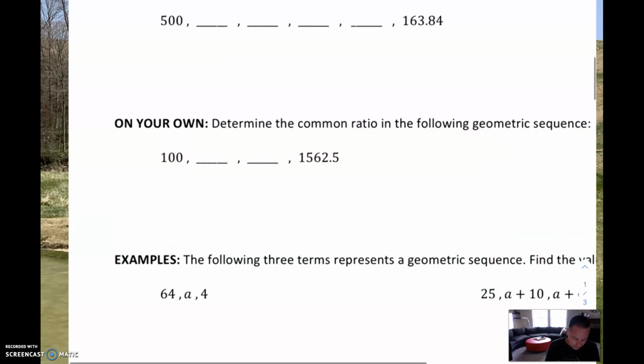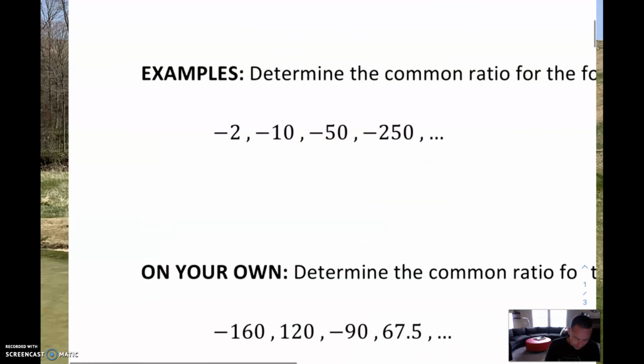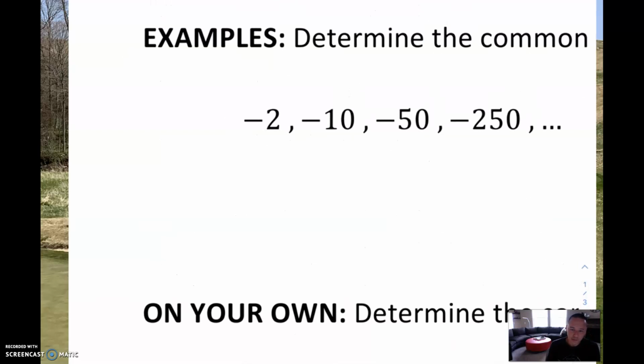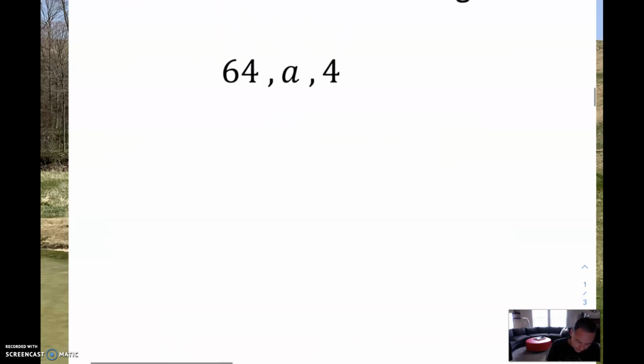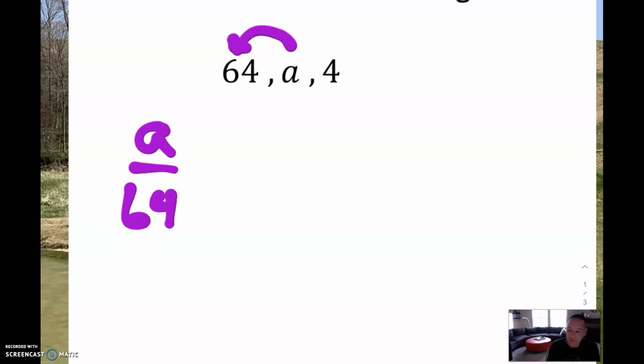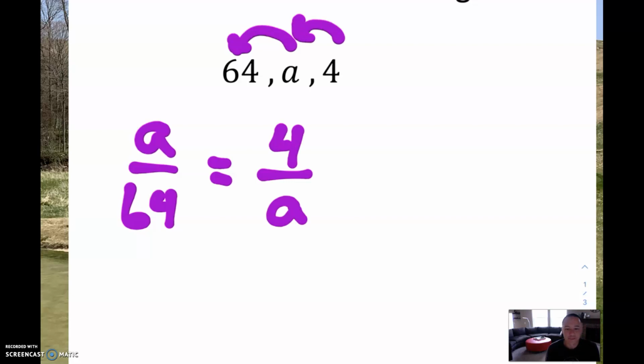So if you use the definition of geometric sequences, what's really happening is if you take the second term divided by the first one, it gives you a common ratio. And whatever that common ratio is, it should be equal to the third term divided by the second term. So we're going to take that same logic over here. If we take this one divided by this one, a divided by 64, that would give us the common ratio. And it should be equivalent to the third term divided by the second term. That also gives us the common ratio, and they should be the same.